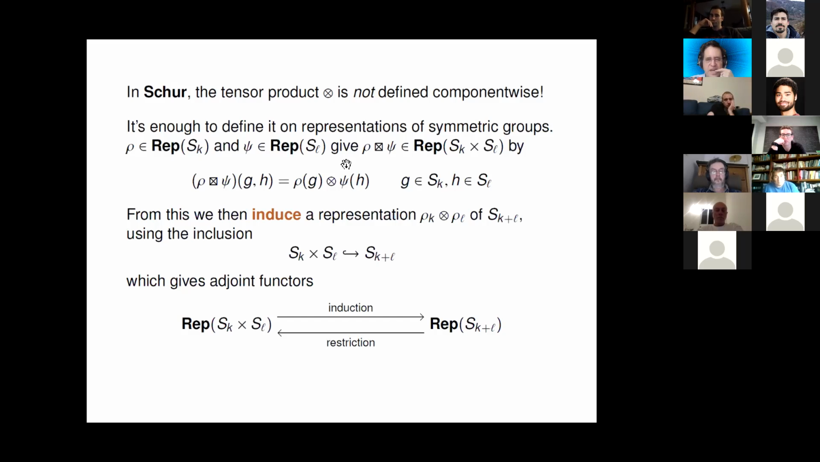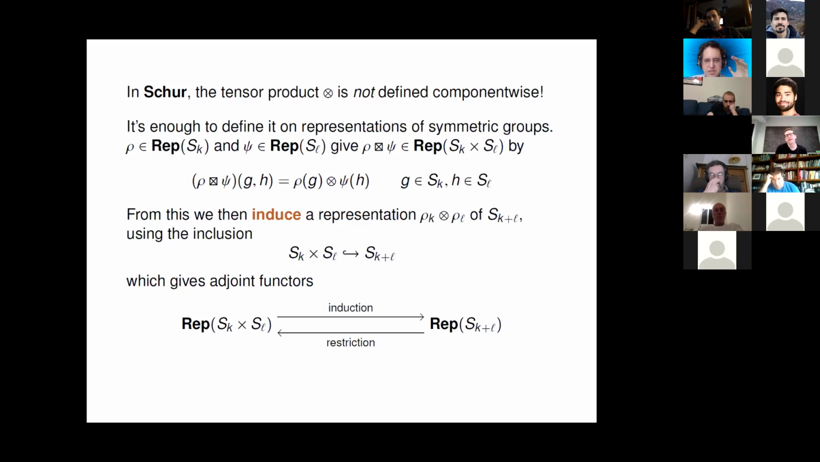So first, what you do is a standard trick: there's some funky kind of tensor product, which I'm drawing with this box, which is going to be a representation of a different group, S_k times S_l. And that is given in a nice tensor-product-y way. So rho box psi applied to the pair of symmetric group elements (g, h) is just rho of g tensor psi of h. And then starting from a representation of S_k times S_l, there's a way to cook up a representation of S_{k+l}. And this process is called induction.